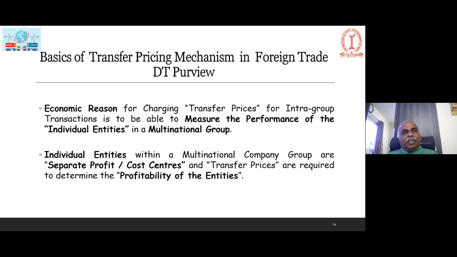The economic reason for charging a transfer price for intra-group transactions is to be able to measure the performance of individual entities in a multinational group. If at all I floated different entities, each entity should earn some profit. Otherwise, I have to close down that entity. Individual entities within a multinational group are separate profit or cost centers, and transfer prices are required to determine the profitability of the entities.